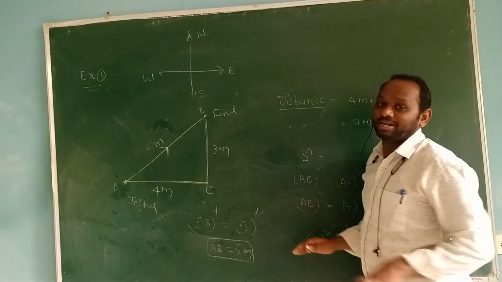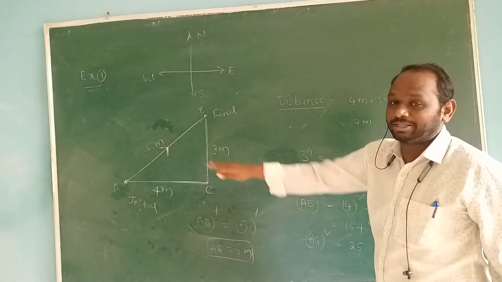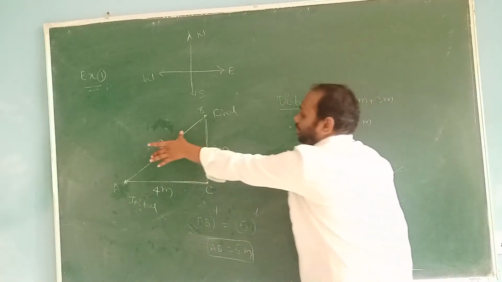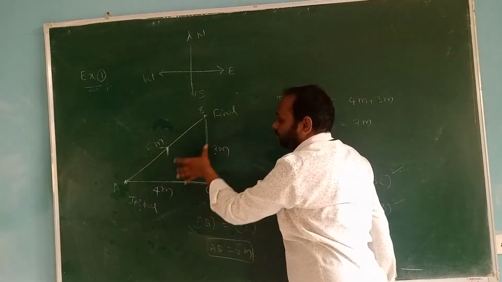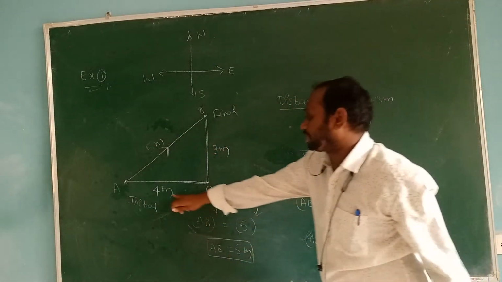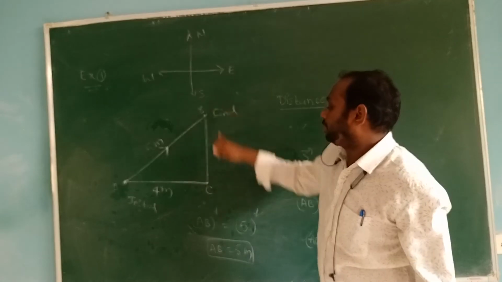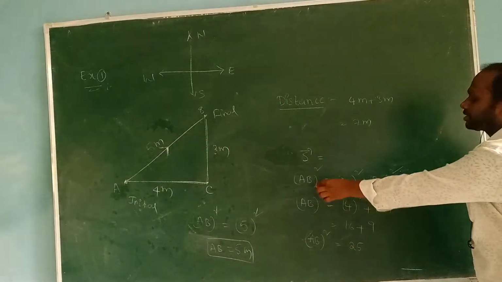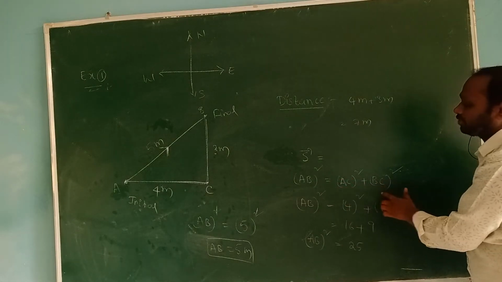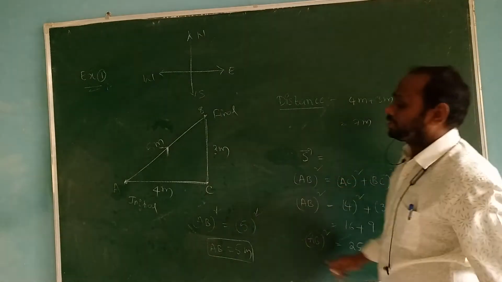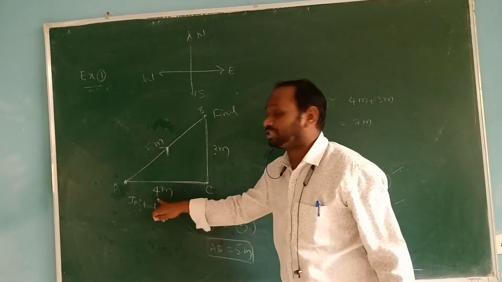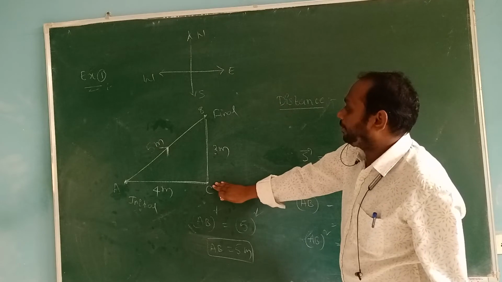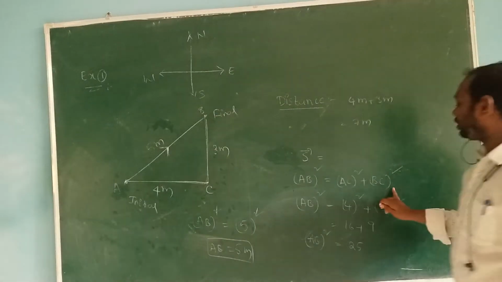We should find this one for displacement. We are applying the Pythagoras rule in mathematics. The Pythagoras rule means AB square is equal to, where AB is the unknown, the sum of the squares of the two sides, AC and BC. You don't know AB, so you should find the AB value. AB square is equal to AC square plus BC square. The value of AC is 4 meters, 4 whole square, plus the value of BC, the distance is 3 meters, 3 whole square.